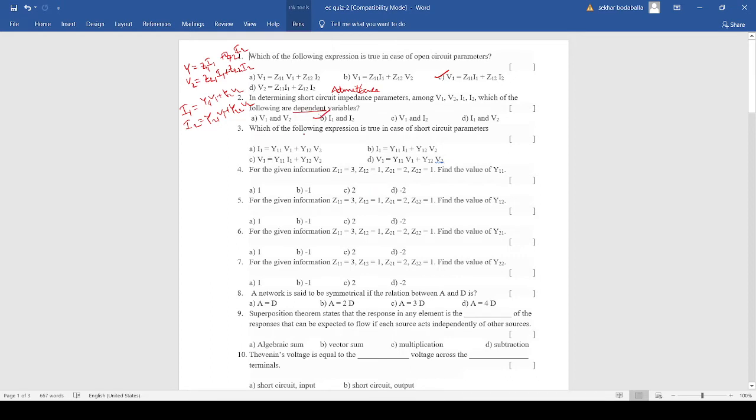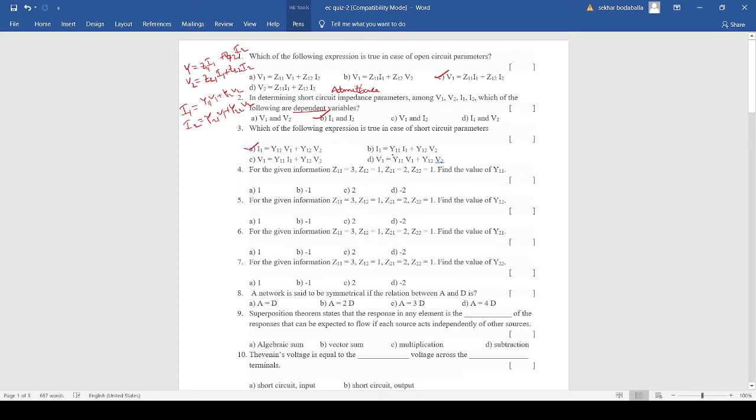Third question: which of the following expression is true in case of short circuit parameters? So already we have written short circuit parameter expressions I1 and I2. Just check with all the options. See, first option: I1 is equal to Y11 V1 plus Y12 V2. So this one is correct.